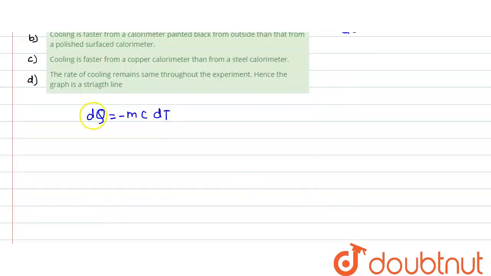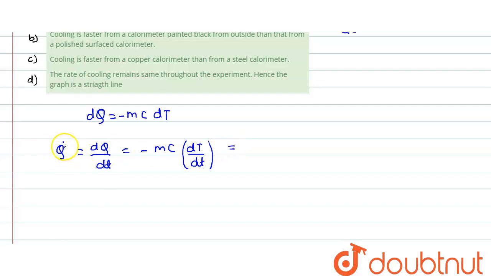Now, if we differentiate this expression with respect to time, then we can say that dQ divided by dt would be equal to minus mc dT divided by dt. This would be our cooling rate. Now, C is our specific heat capacity, and we can write dQ divided by dt as Q dot. This would be the rate of heat flow.